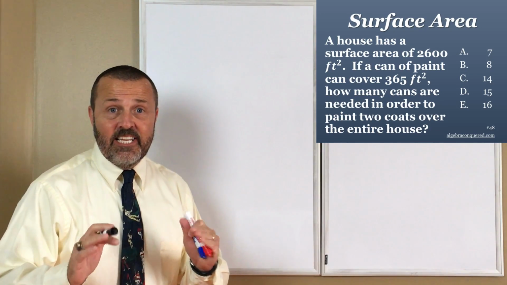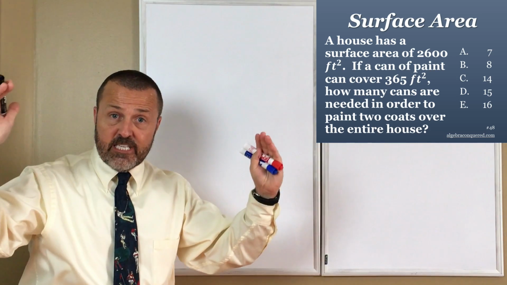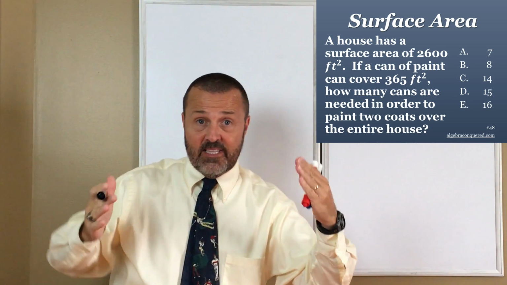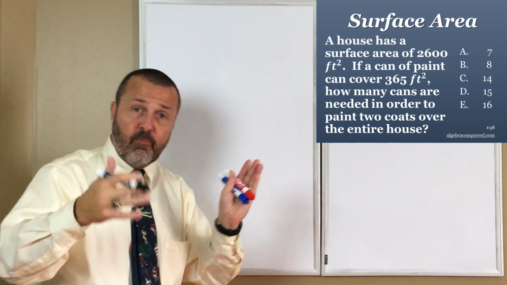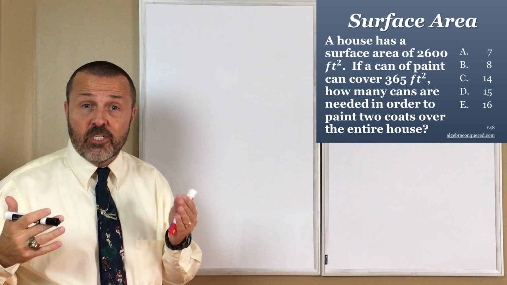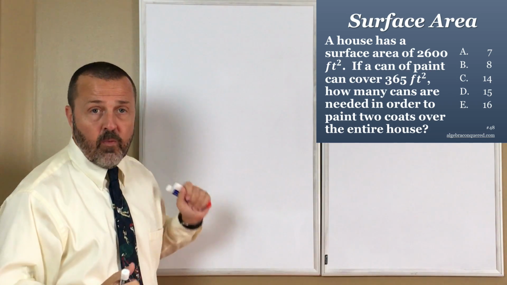Welcome back to ACT 720. We've got a surface area problem talking about the surface area of a house. And then they tell us that 1 can of paint covers this much square footage of paint on the house. So how many cans do we need? Not for 1 coat, but for 2 coats on the given house.